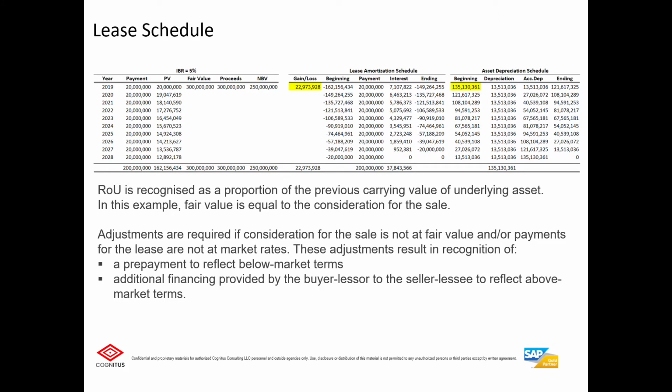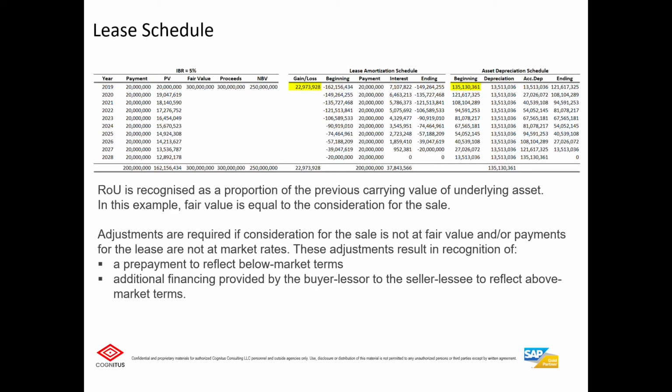According to the new regulation of IFRS 16 on sales and leaseback transactions, the ROU needs to be recognized as a proportion of the previous carrying value of the underlying asset. In this example, the fair value is equal to the consideration for the sale. So this is calculated as the present value of the lease payments, which is 162,156,434, divided by the fair value or market value, which is 300 million, and multiplied by the net book value, which is 250 million. So the ROU will be recognized at a value of 135,130,361.